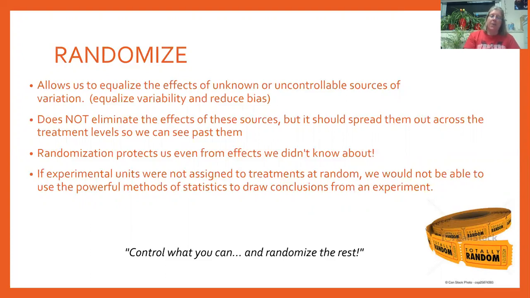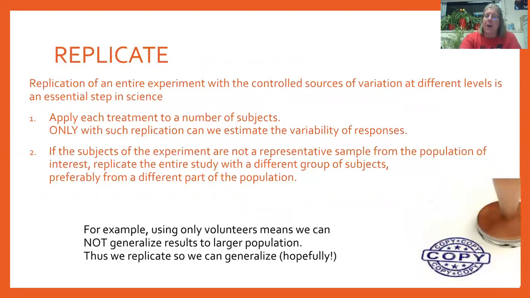And another reason that we're really interested in randomization is that the power of statistics comes from probability and random chance. So if we haven't done a random sample, haven't done random assignment to treatment groups, we're not able to access the full power of statistics in order to draw conclusions like cause and effect from our experiment. So a common saying in statistics is control what you can and then randomize the rest. And then that leads to our third principle.